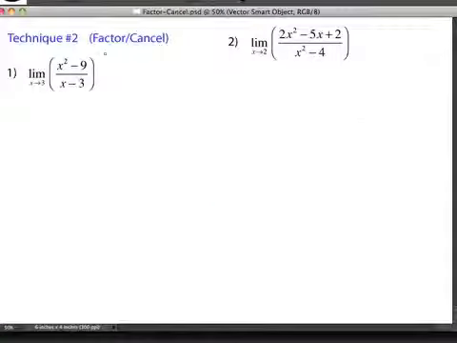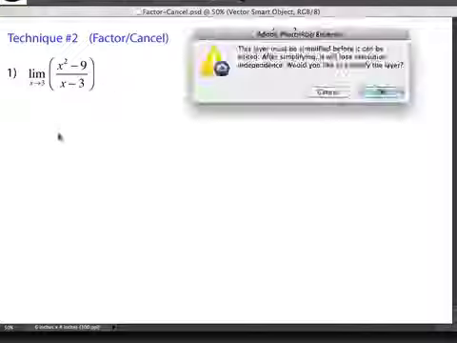Okay, here you cannot put a 3 in because it gives you 0 divided by 0. That's called an indeterminate form. Infinity over infinity or 0 over 0 is indeterminate. So I'm going to factor this.